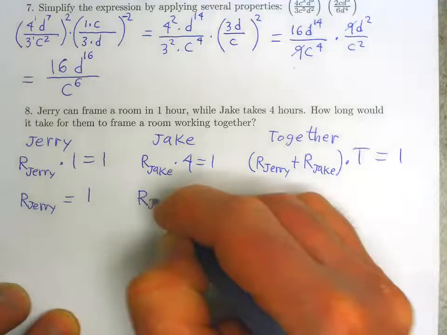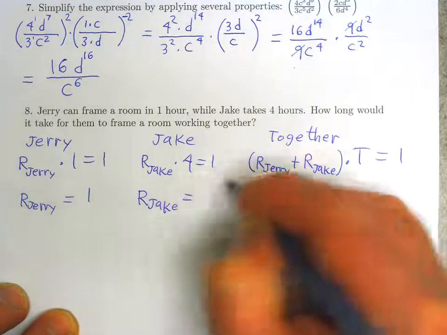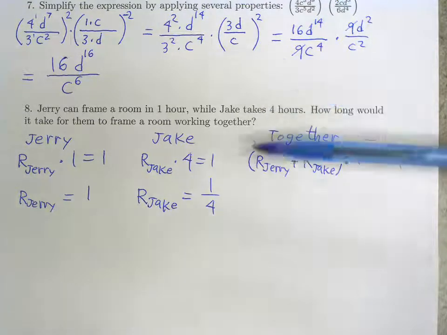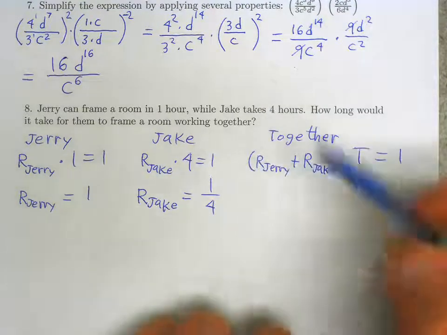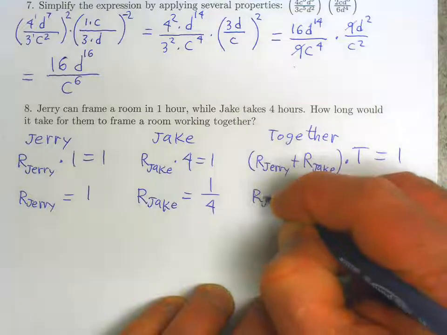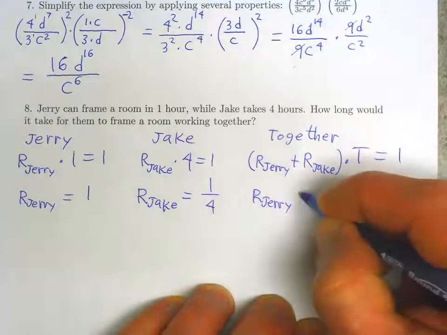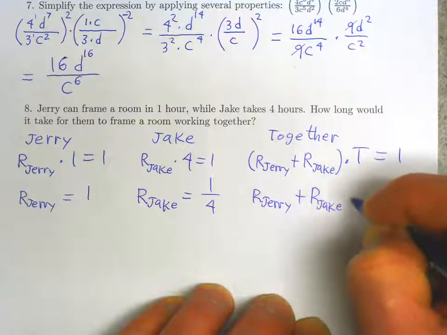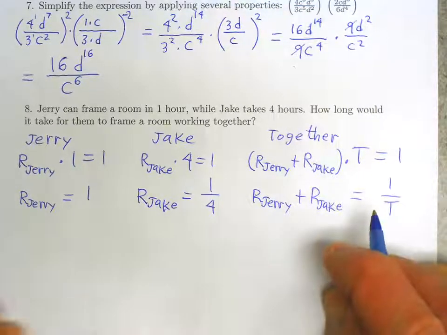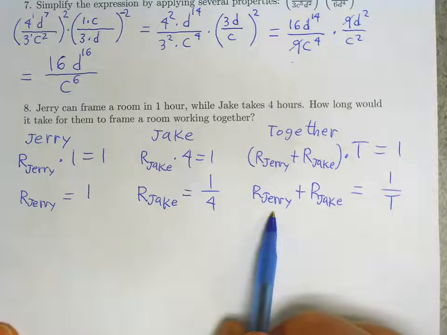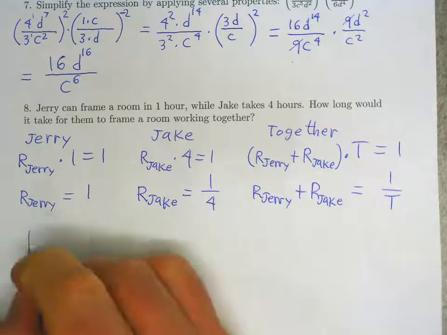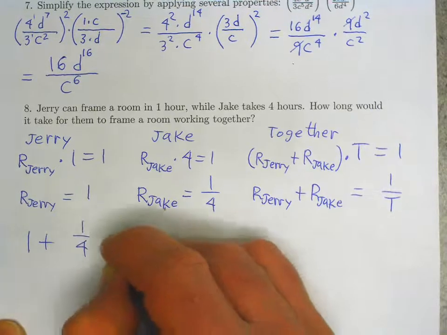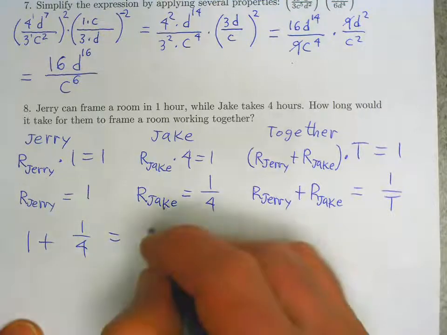Jake's rate is 1/4, which means that he can frame 1/4 of a room per hour. And then when they work together, the rate is 1/t, and we have to solve for t. Okay, so in this equation, replace Jerry's rate with 1. We're adding that to Jake's rate, which is 1/4. And the sum of the 2 rates is 1/t.